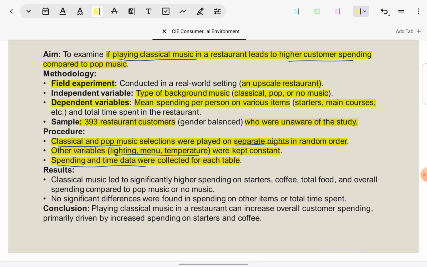Let's see what the findings were. They found that overall classical music did lead to more spending, especially on some categories such as starters, coffee, total food, and also overall spending, as compared to either pop music or no music. Also, they did not find any significant difference on the other categories they were looking at. Simply put, classical music can increase spending, but more so on certain categories of food, not on each and every category. So a restaurant can look at which type of food they are trying to sell more and whether classical music will work for that category, and then decide to play it in the background. What we can conclude from this study is what we just saw in the results: playing classical music can increase various types of spending.